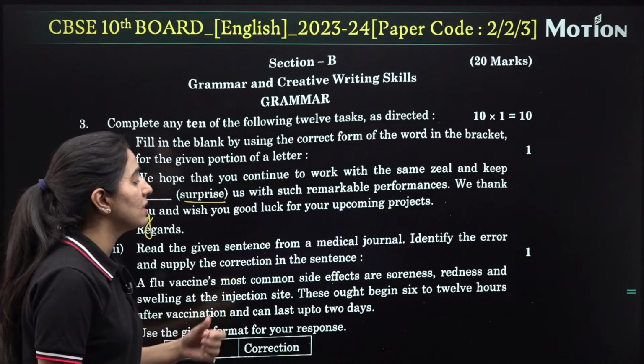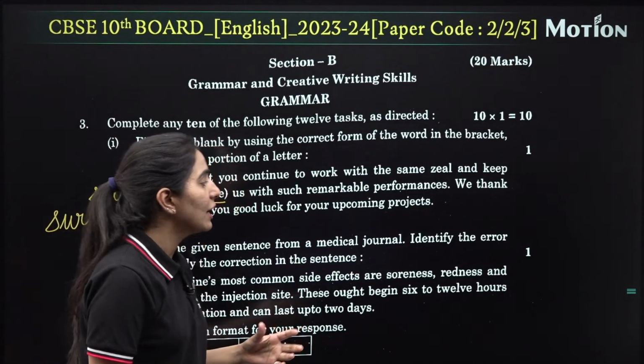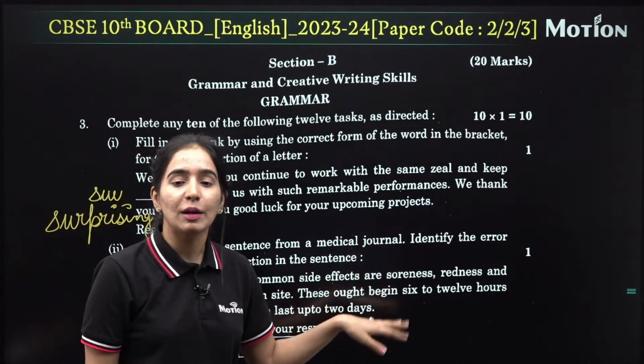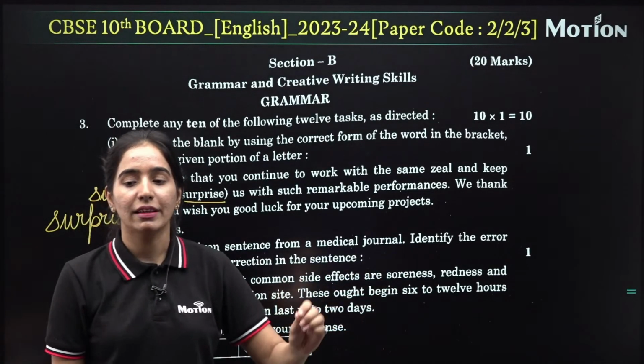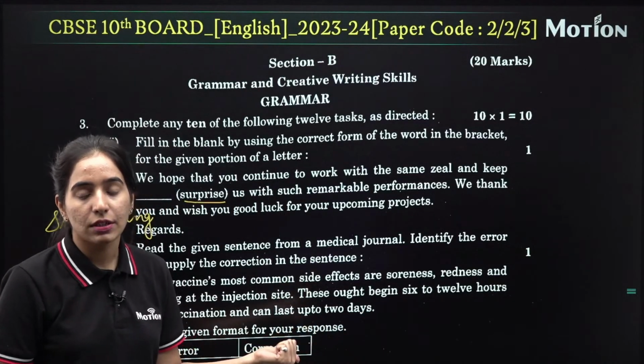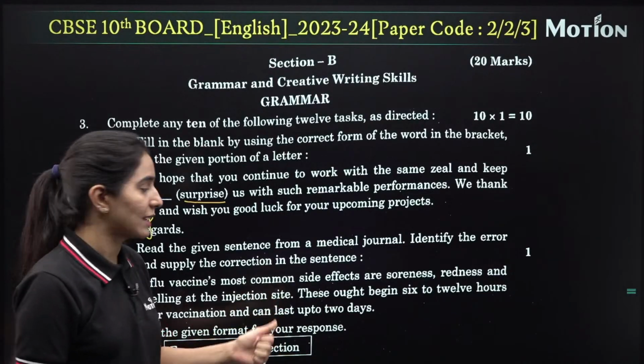Next is: read the given sentence from a medical journal and you have to identify the error and supply the correction in the sentence. That means two sentences are given to you and there is an error, and you have to find out the error from the given sentences and correct it, okay.